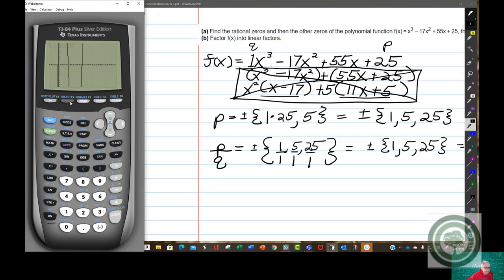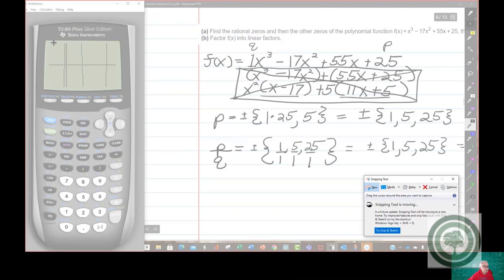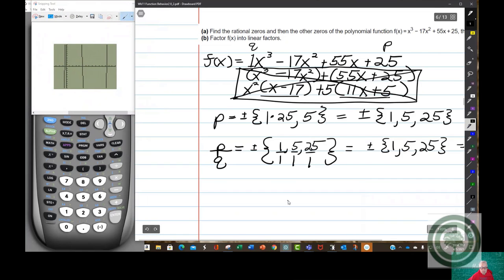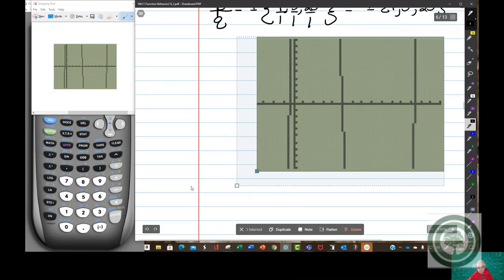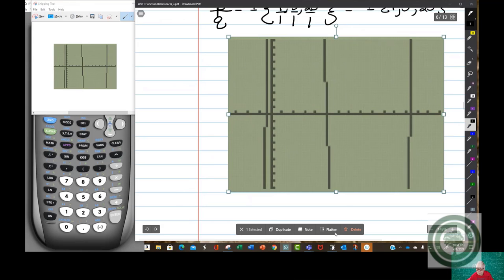Okay, I'm going to adjust again. That's as good as we can get. Now notice that I'm going to put it on here and make it really big. All right. Here's the graph.